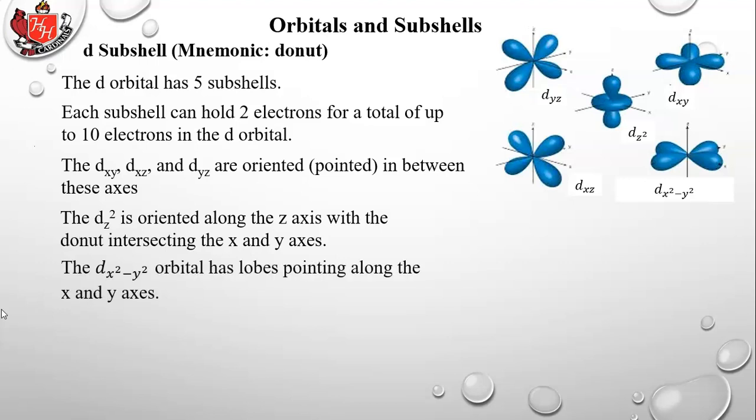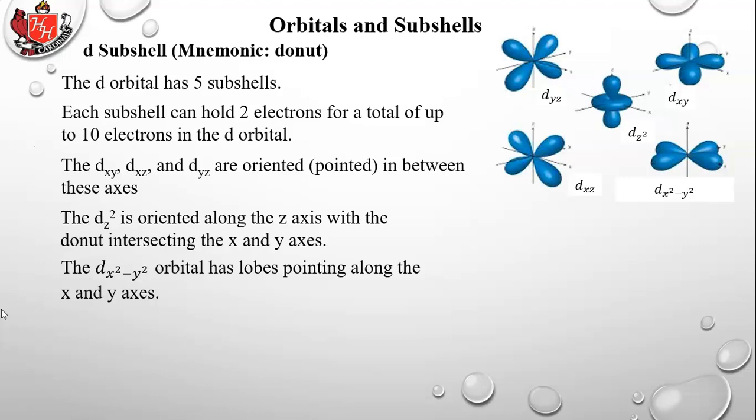Finally, the dx squared minus y squared orbital has lobes pointed along the x and y axes. You can see that there. So you should know these names and understand that for the d orbital. And so those are the 5.